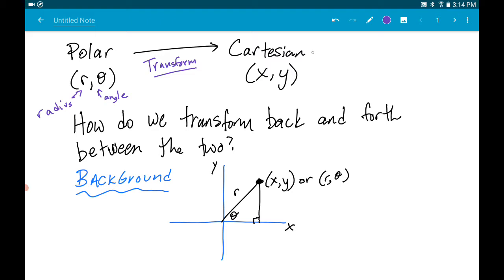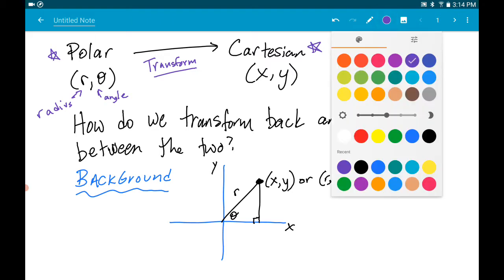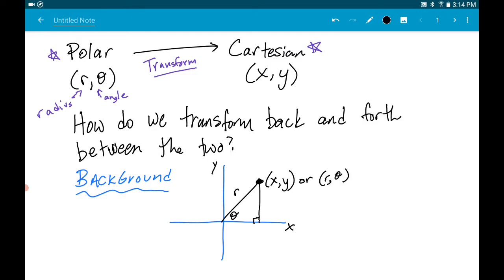We have more experience with this. We're relatively new with polar, but sometimes it's more beneficial to have an equation or an expression or a point in one form as opposed to another. So here we go. How do we transform back and forth between the two? We'll give a quick little background using the unit circle, using SOHCAHTOA, and using this sketch down here.